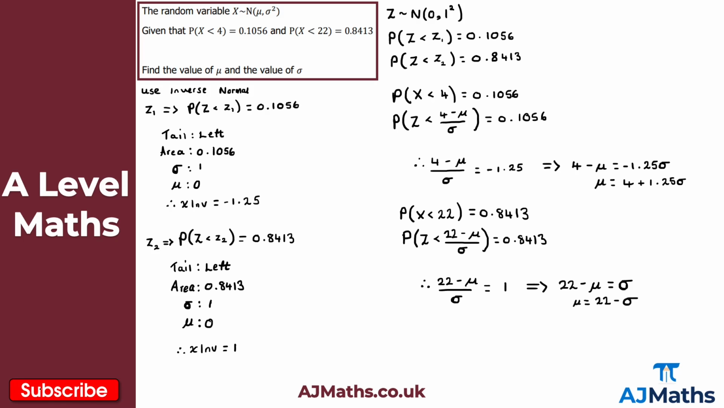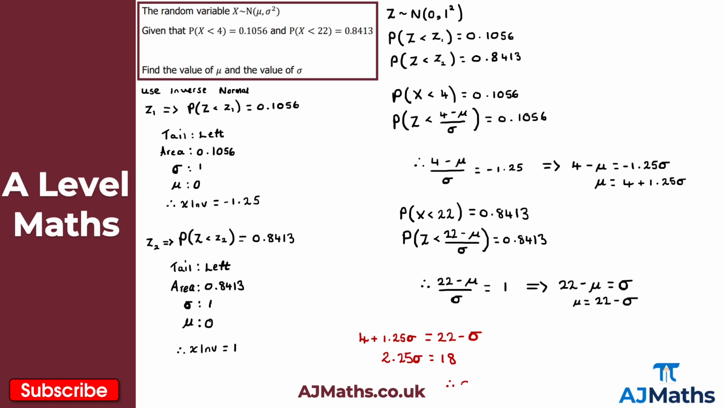If we do it underneath in a different color, just so you can see it clearly, let's do it in red. What I've got then is 4 plus 1.25 sigma. That is equal then to 22 minus sigma. Okay. So here we just need to solve now for sigma. So I'm going to add sigma to both sides. I'm also going to subtract 4 off both sides. So I get 2.25 sigma. And that is equal then to 18. And then finally, if I divide both sides now by 2.25, I get the value of sigma.